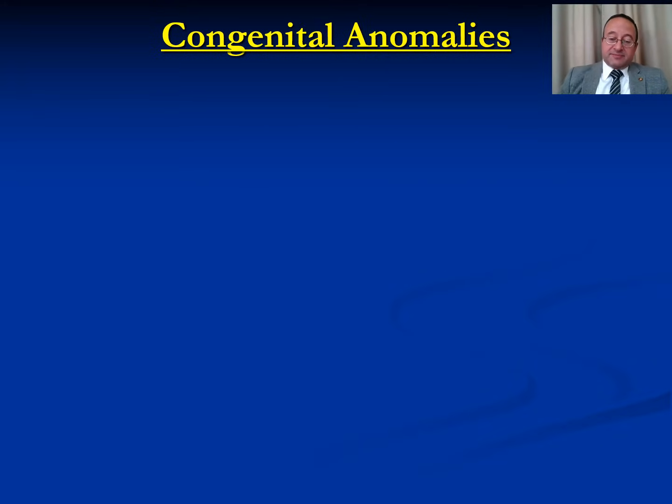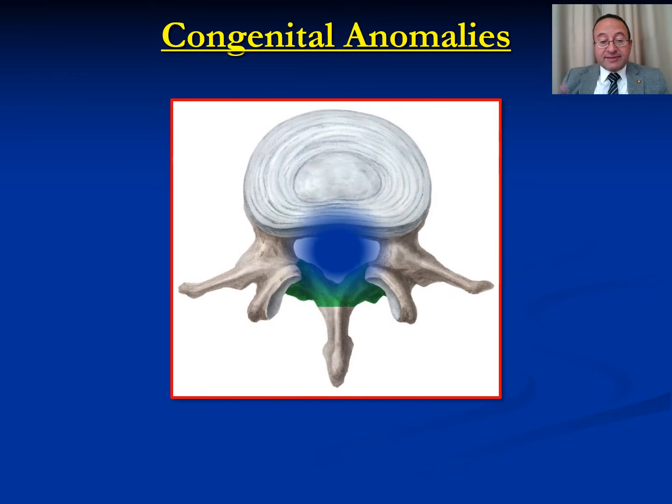Congenital anomalies. Before discussing congenital anomalies, we want to ask ourselves how the neural arch of each vertebra is formed and how the vertebral foramen is formed. We will see. This is a vertebra. This is the body of the vertebra. Two bony projections or processes appear from the dorsolateral part of the body of the vertebra like this.